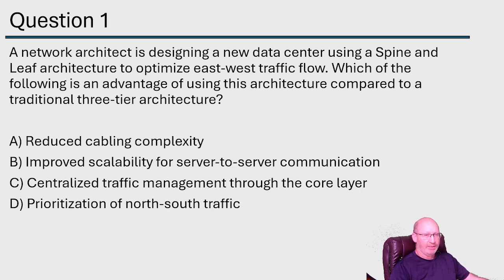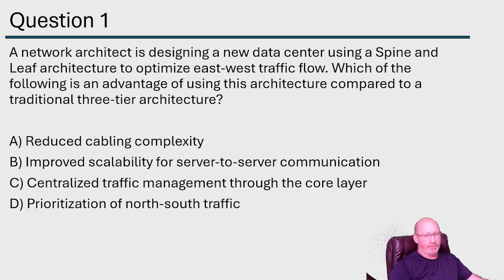A network architect is designing a new data center using a spine and leaf architecture to optimize east-west traffic flow. Which of the following is an advantage of using this architecture compared to a traditional 3-tier architecture? So there's a lot to unwrap in this one. First, we need to understand the difference between east-west traffic and north-south traffic. East-west traffic is servers within the data center, server to server contact. And then north-south traffic is between the data center and external networks.